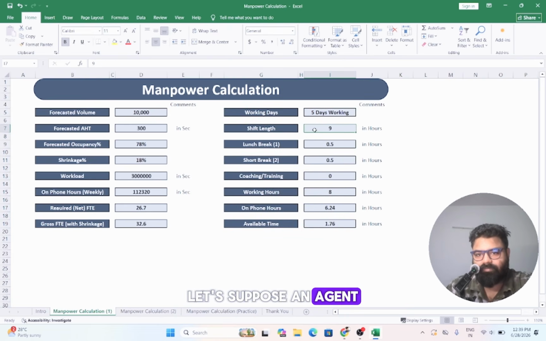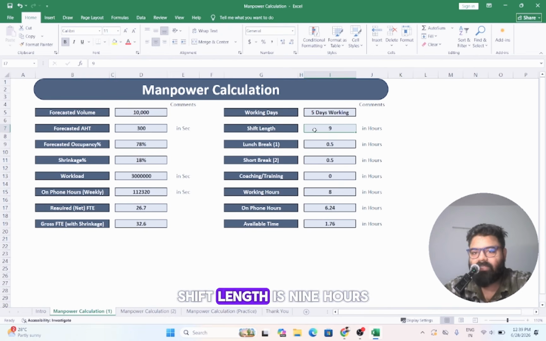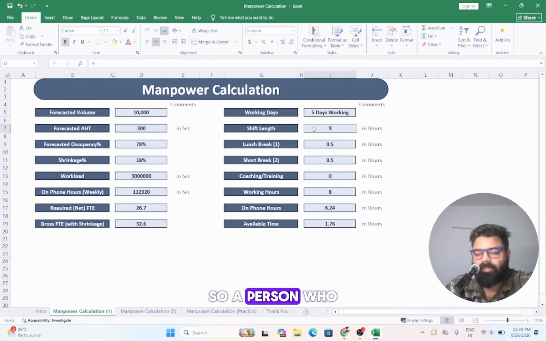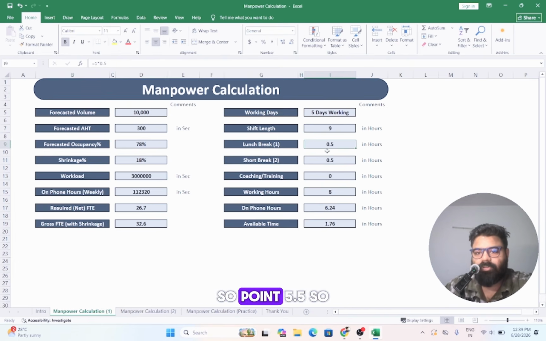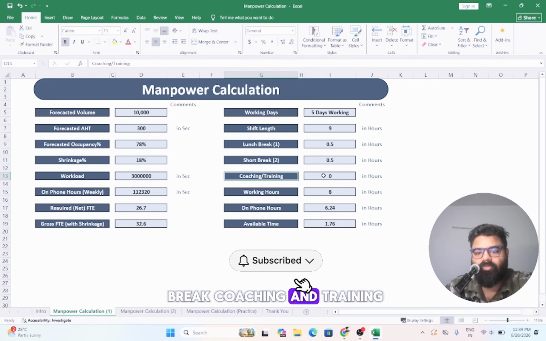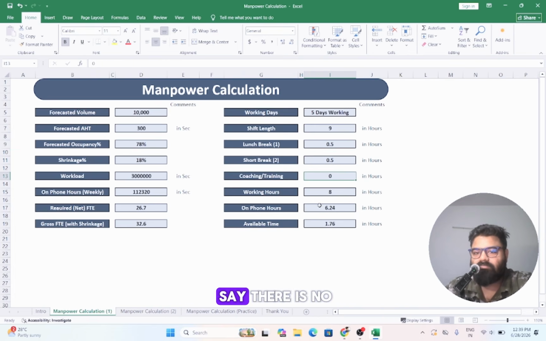Let's suppose an agent whose shift length is 9 hours. A person who has a 9-hour shift will be eligible for a 1 hour lunch break and two short breaks of 15 minutes each. If we club both the short breaks together, the length would be half an hour, so 0.5 and 0.5, and this is our 1 hour lunch break. Coaching and training, I'm considering zero. Let's say there is no mandated coaching or training for any of the projects.